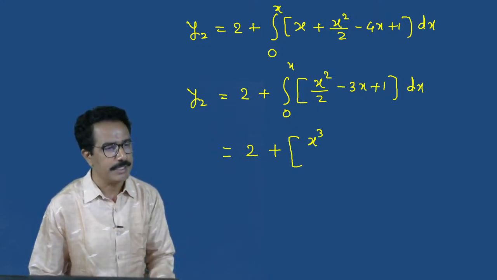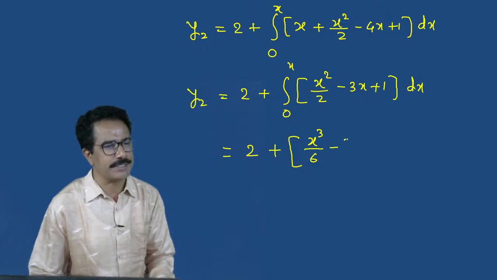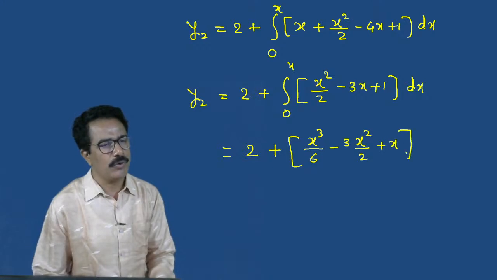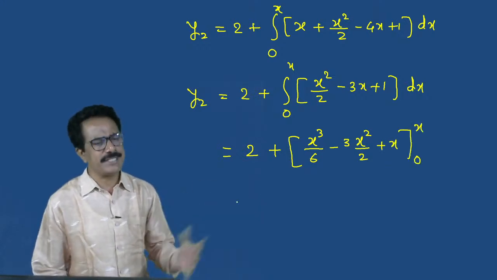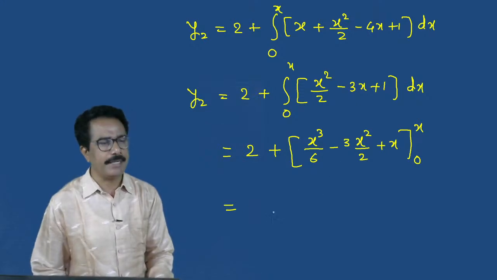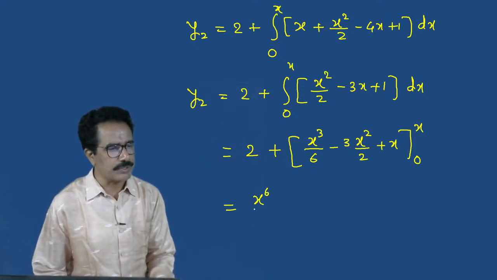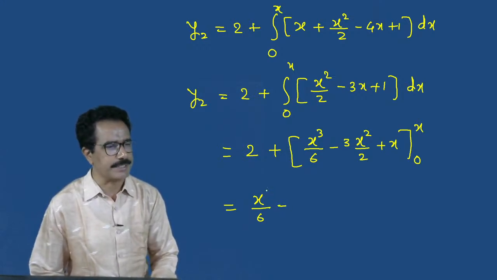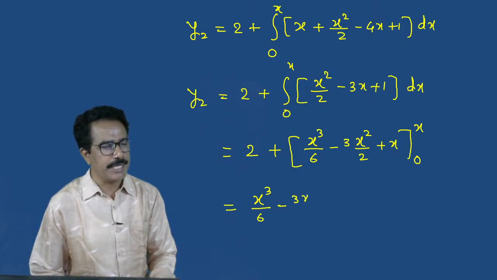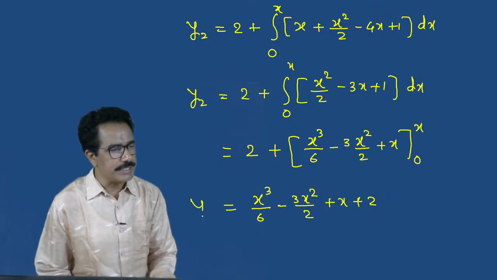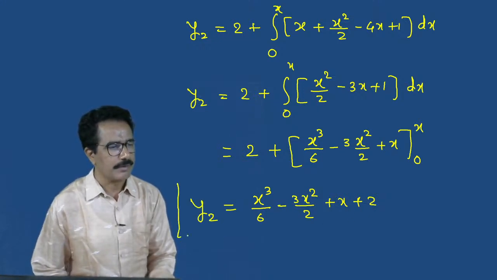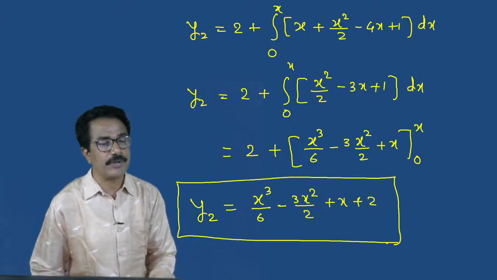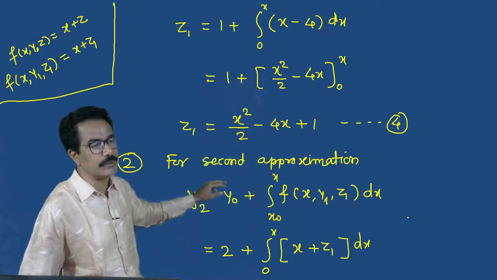3 into 2 means 6, x cube by 6 minus 3x square by 2 plus x over the limit 0 to x. That means, applying the upper limit, we can write the same function: x raised to 3 by 6 minus 3x square by 2 plus x plus 2. This is y2. This is the second approximation of the required function, that is y2.